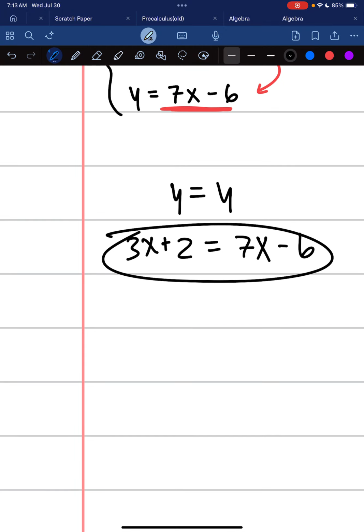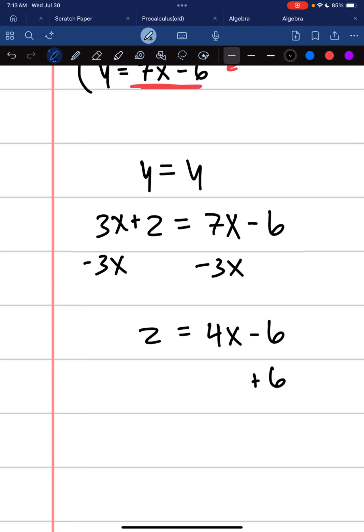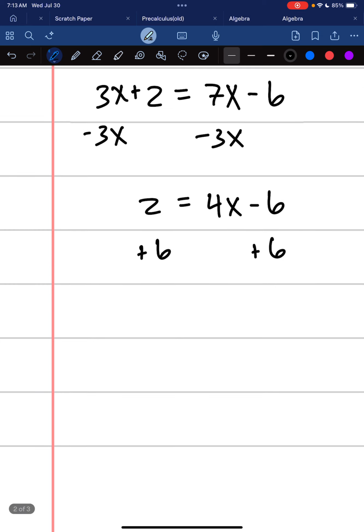So I'll start off by subtracting 3x from both sides. And I get 2 is equal to 4x minus 6. Now I'll add 6 to both sides. And I get 4x equals 8. Divide both sides by 4. And I get x equals 2.